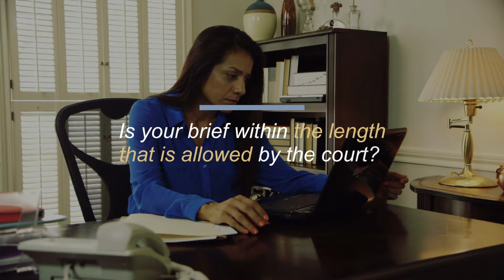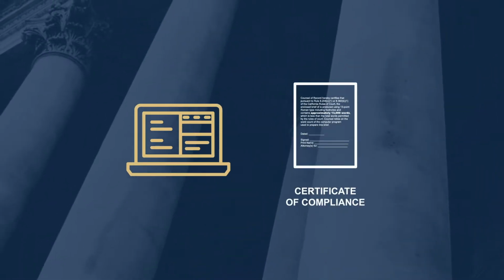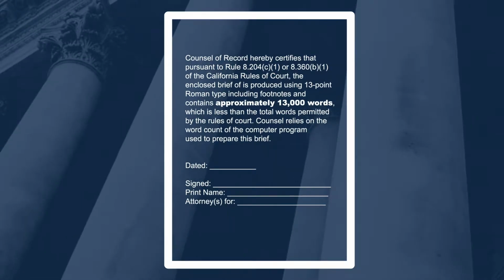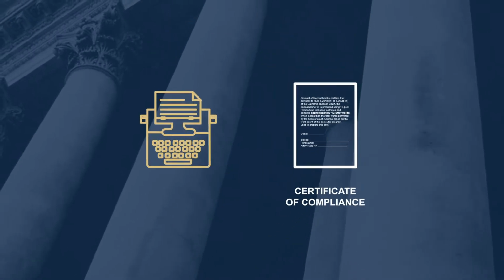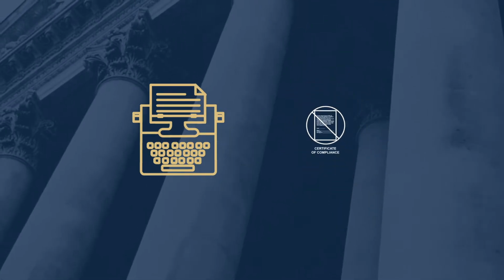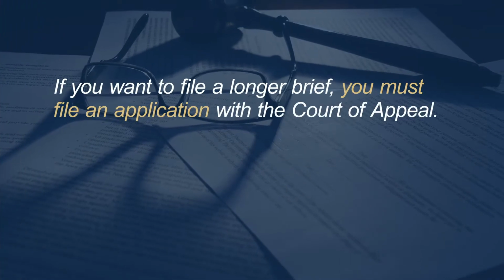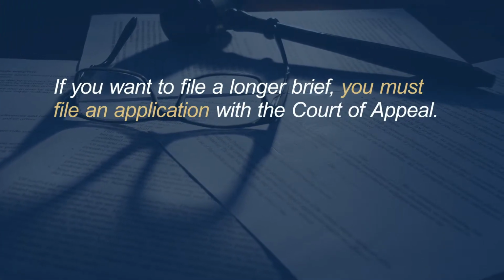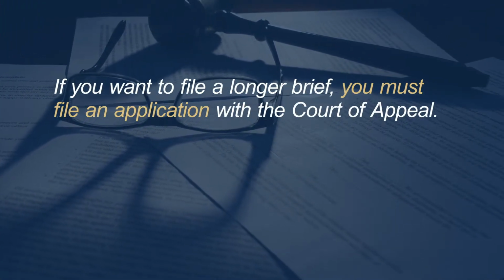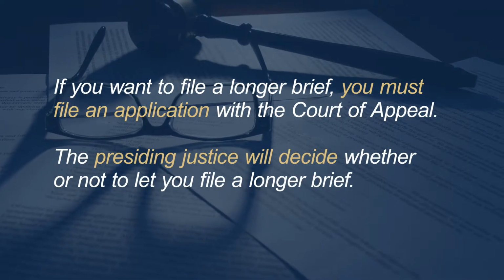Next, is your brief within the length that is allowed by the court? If you prepare the brief on a computer, it must have a certificate of compliance, saying it is 14,000 words or less. If you prepare the brief on a typewriter, you do not need a certificate of compliance, but your brief must be 50 pages or less. If you want to file a longer brief, you must file an application with the Court of Appeal and provide a good reason. The presiding justice will decide whether or not to let you file a longer brief.